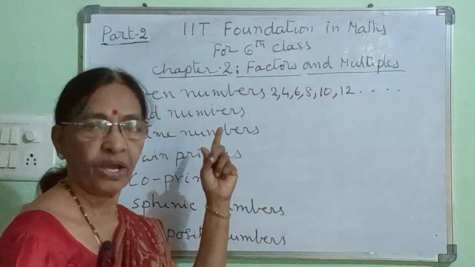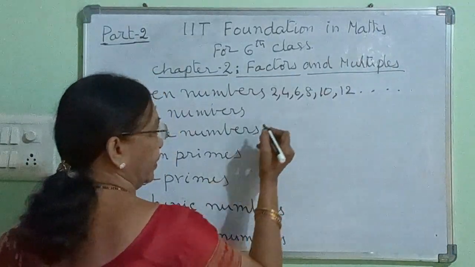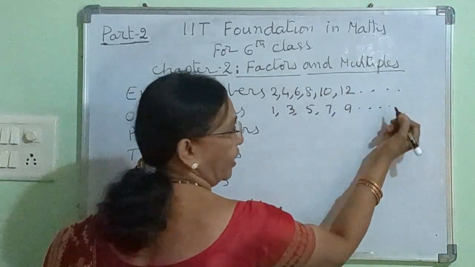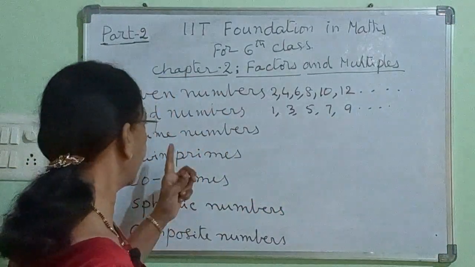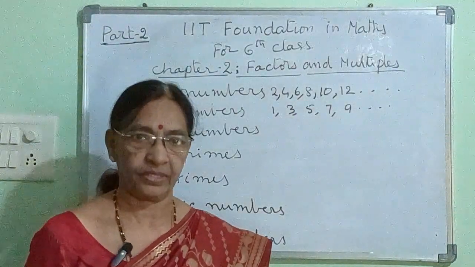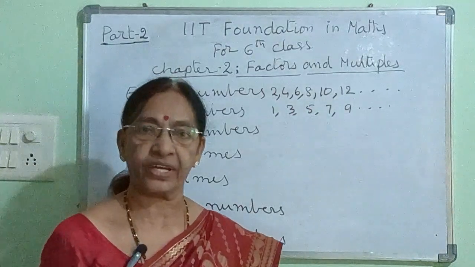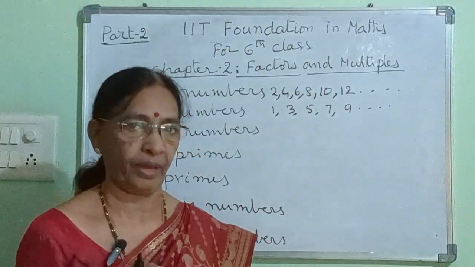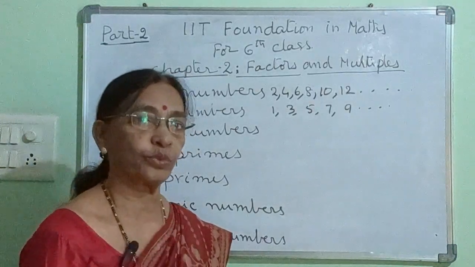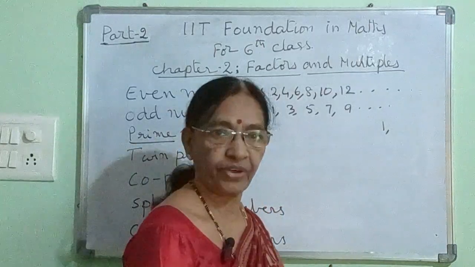Next, odd numbers. Odd numbers are the natural numbers which are not divisible by 2. Example 1, 3, 5, 7, 9, etc. are called odd numbers. Next, prime numbers. Prime numbers are the numbers which have only two factors, and those two factors are 1 and the number itself.